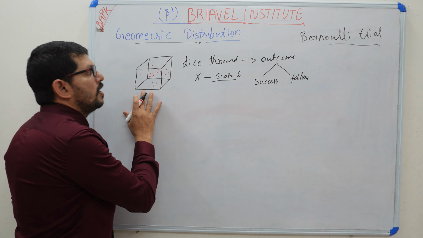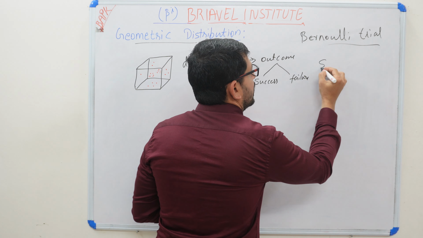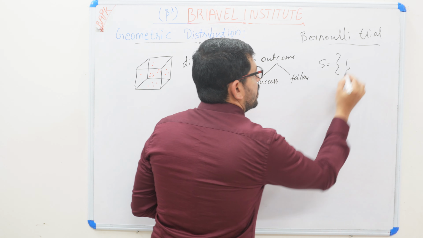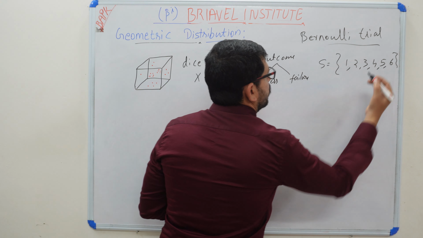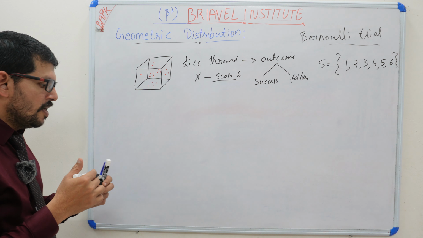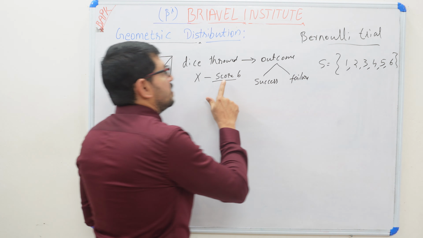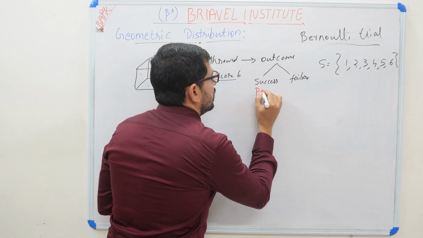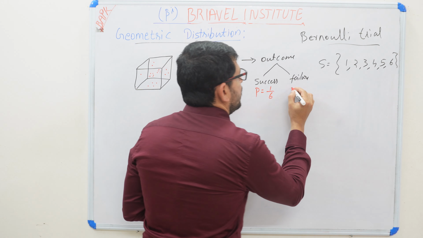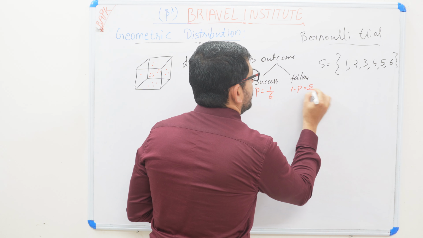So what are the possible outcomes? I can define the sample space S. It will be 1 or 2 or 3 or 4 or 5 or 6. If I get a 6, I am a success. So what is the probability of success? Success we can write as P is equal to 1 by 6. Failure is 1 minus P is equal to 5 by 6.